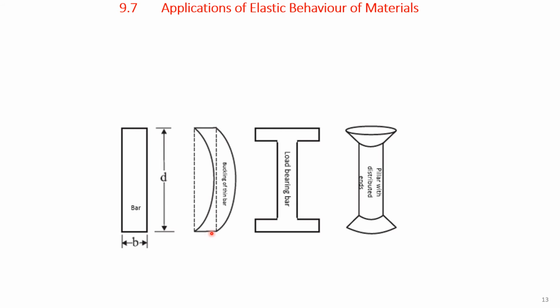The second one is buckling of a thin bar, which also determines the design aspects of the building. The third is an I section used for designing a load bearing bar which has flat ends at the top and the bottom. The fourth one is a pillar with distributed ends. The engineers select the applicable formations and applicable design using the knowledge of elastic behavior of material.